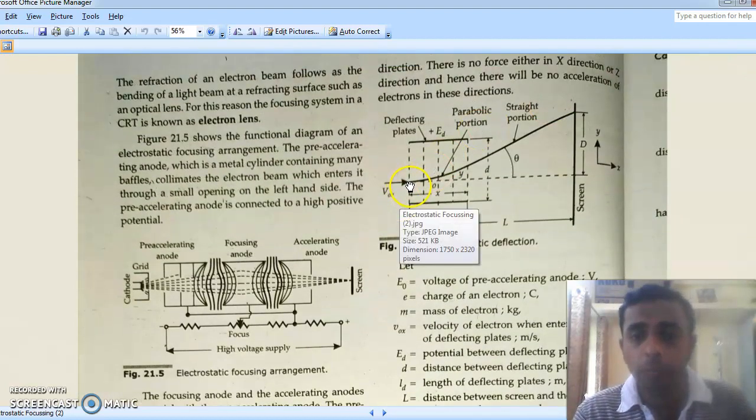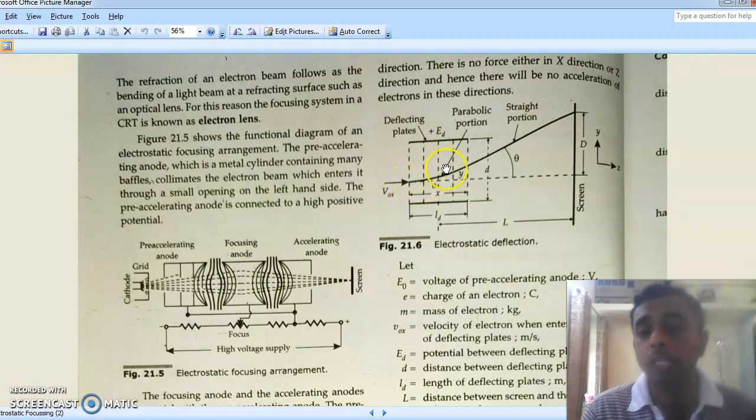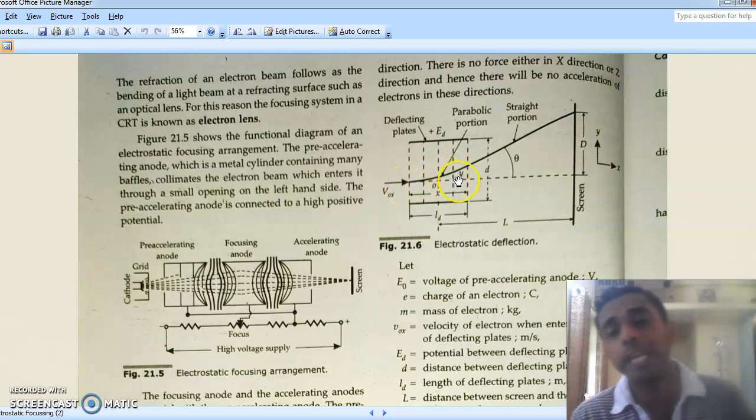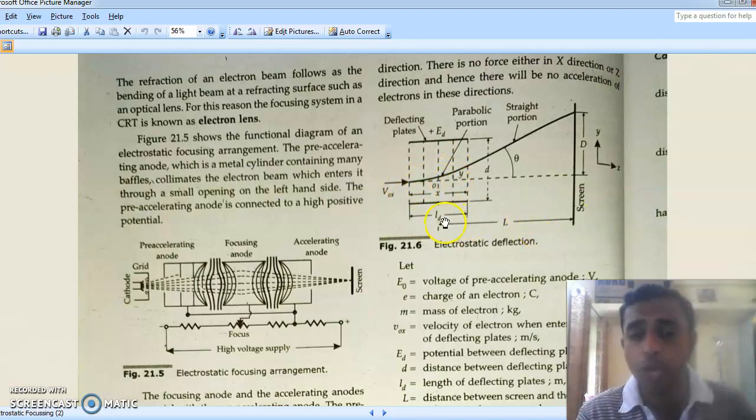Till this point, the potential energy and kinetic energy remain the same. After this point, there is a loss in potential energy and a gain in kinetic energy. I hope it is clear for you. Till this point, both remain the same, and after that potential energy decreases. Beyond this point, potential energy decreases and kinetic energy increases.